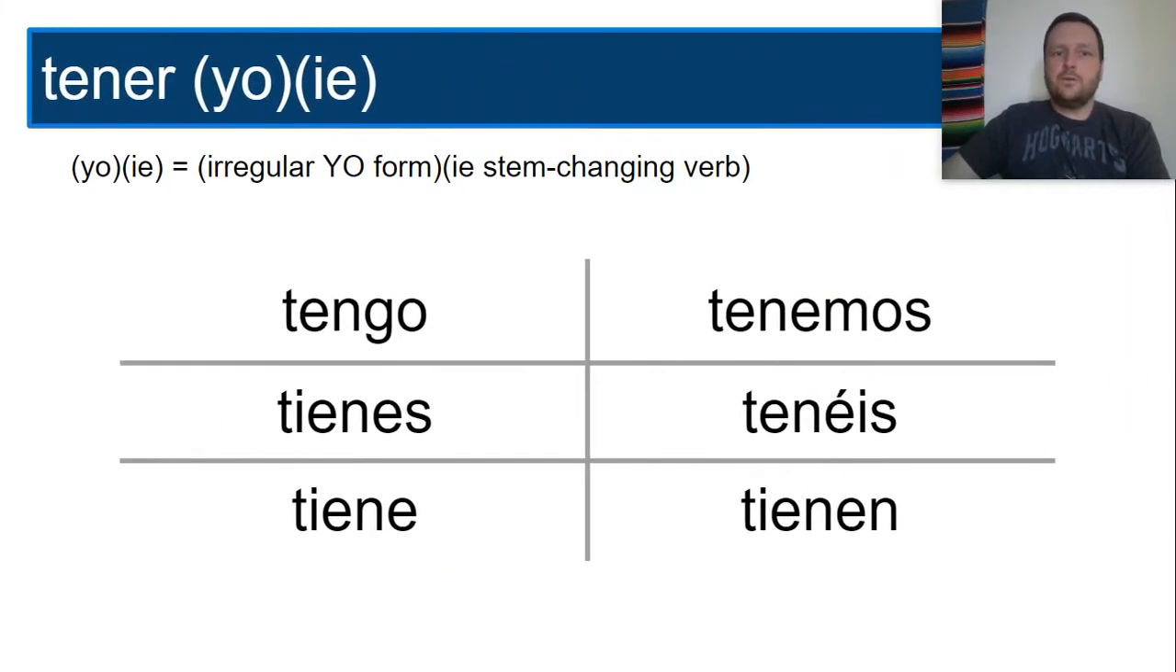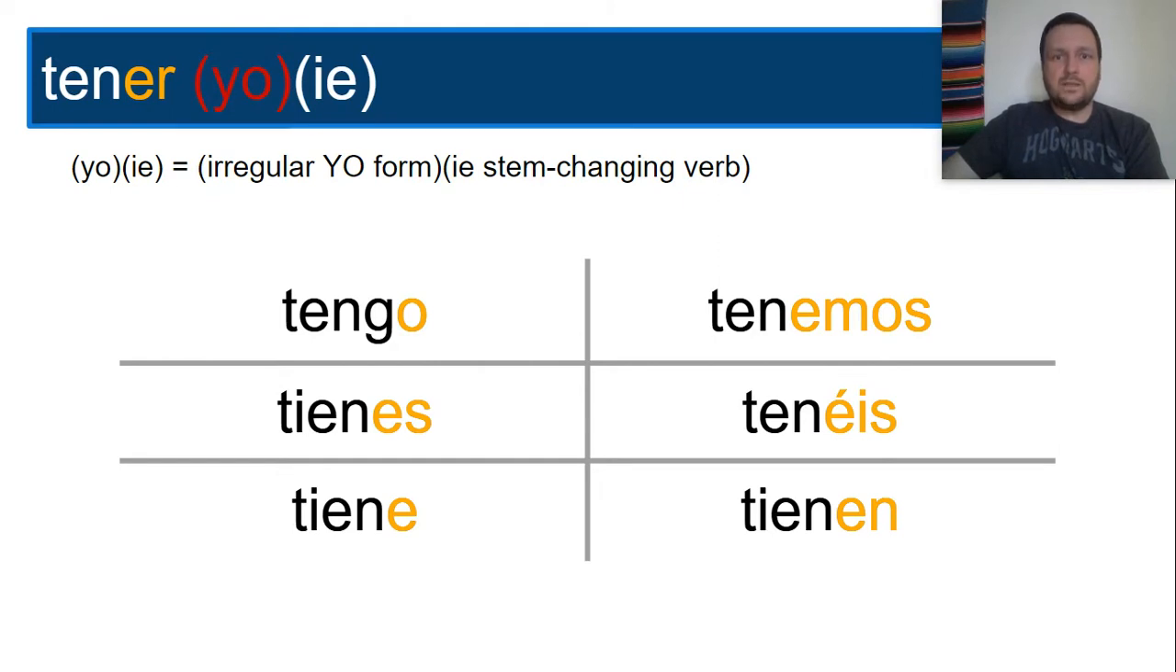Now, the verb tener is usually written with a yo in parentheses and an IE in parentheses. And there's three things that we can see here. One is that it's an ER verb. This means we're going to have the regular endings of O, ES, E, EMOS, EIS, and EN.